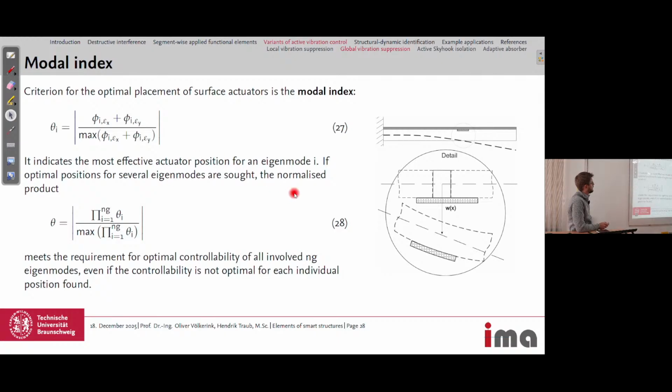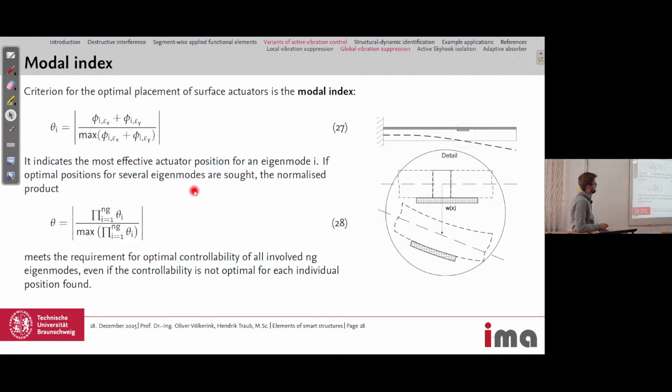If we cannot place them in the location where the highest surface strain occurs, then this one would be smaller than this one. This stays the same. Then the modal index is smaller. And this would be the description for one eigenmode.